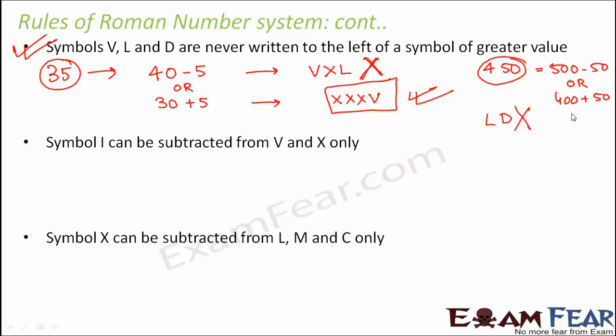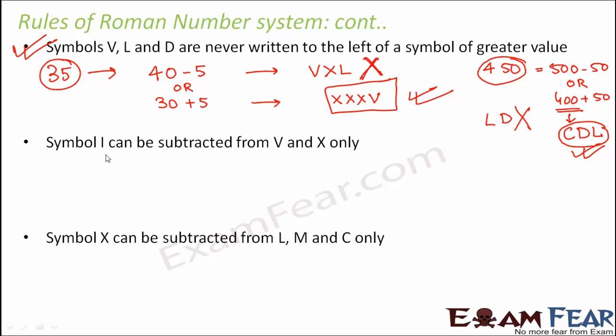So how do we write 400? So 400 is basically 500 minus 100, right? So 500 is D, minus 100 is C. So basically 400 can be written as CD, and what is 50? 50 is L. So L will be written on the right hand side. So this is the correct Roman number for 450.